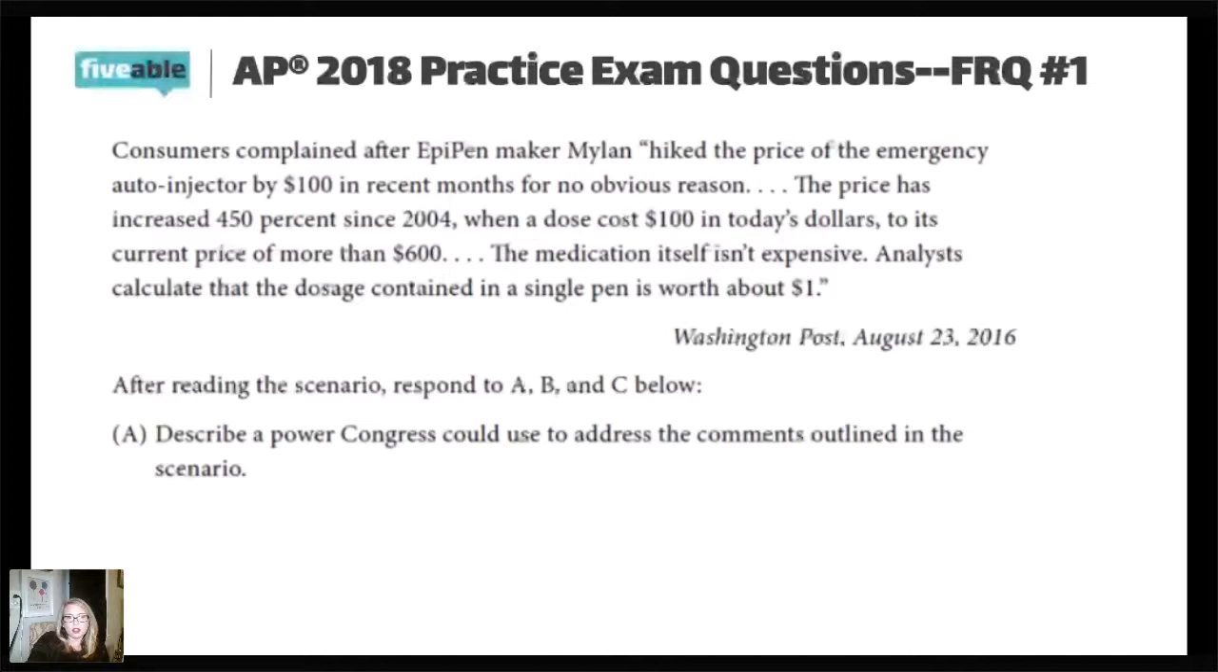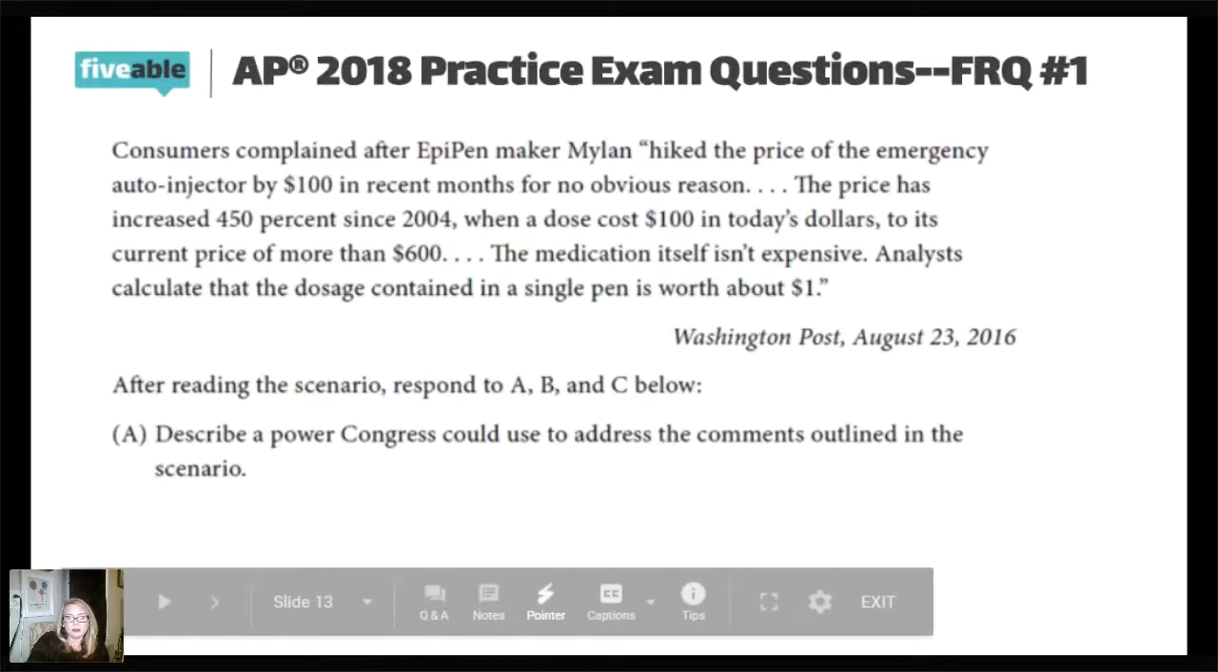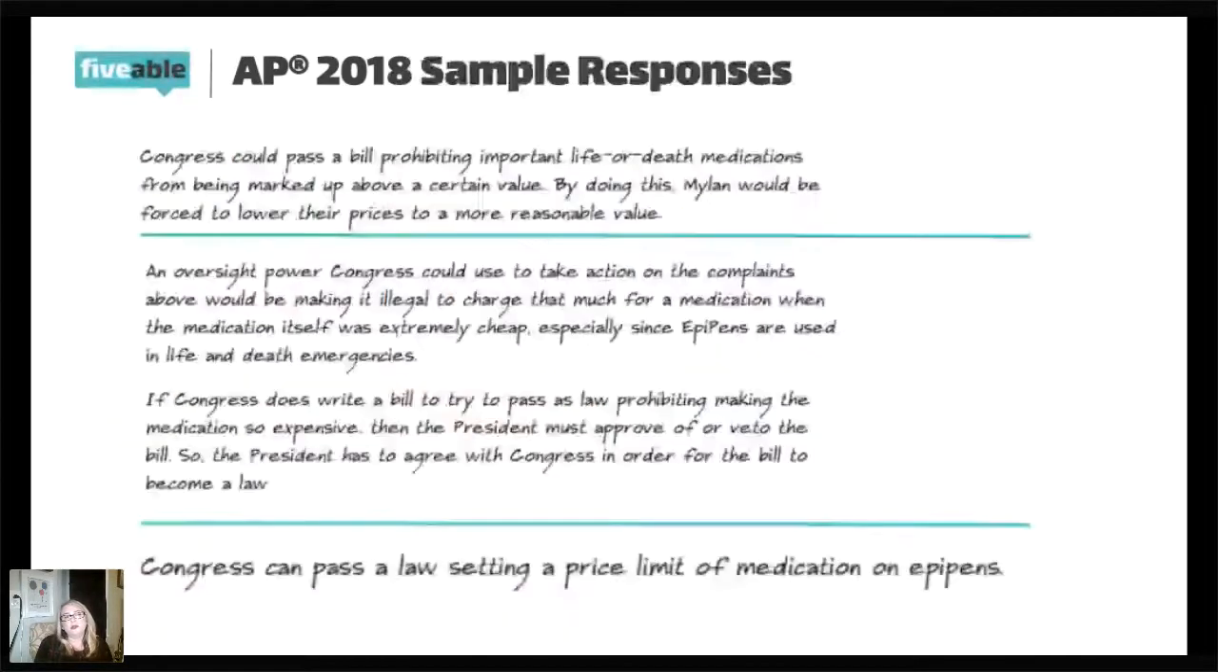So let's look at what the AP exam readers took. So here are three answers. Number one, Congress could pass a bill prohibiting important life or death medications from being marked up above a certain value. By doing this, Mylan would be forced to lower their prices to a more reasonable value. Okay? All right, so do you think that that got the point?